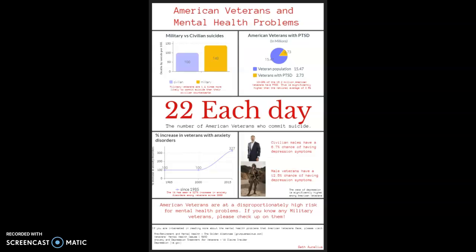Horizontal alignment is present between the military versus civilian suicides bar graph and the American veterans with PTSD pie chart. Vertical alignment is present between the 22 each day section and the conclusion. These serve to keep the audience on track through the infographic and make the information presented less cluttered.